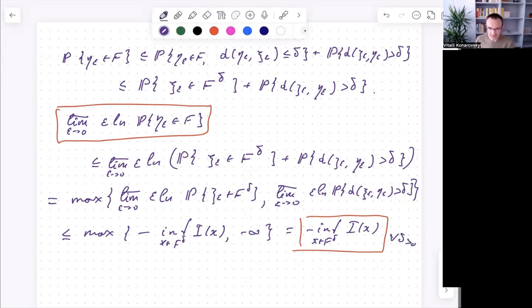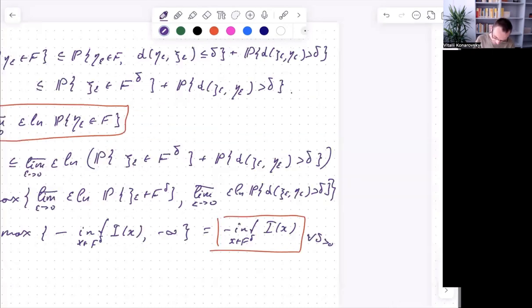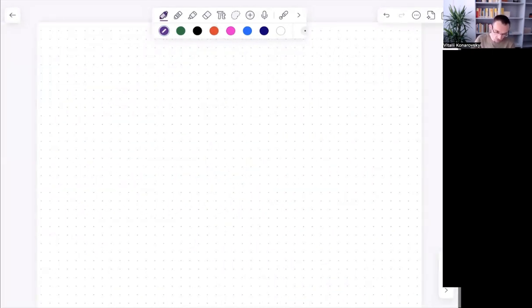And now we want to send delta to 0. And here we can use the fact that I is a good rate function.